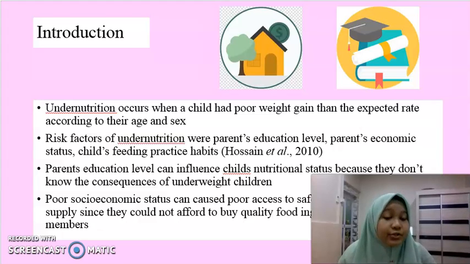Okay, for my introduction, undernutrition occurs when a child has less weight gain than the expected weight according to their age and sex. There are many risk factors of undernutrition, for example parents' education level, parents' economic status, and the child's feeding practice habits. Parents' education level can influence a child's nutritional status because they don't know the consequences of underweight children. And poor socioeconomic status can cause poor access to safe and nutritious food supply, since they could not afford to buy quality food ingredients for all family members.